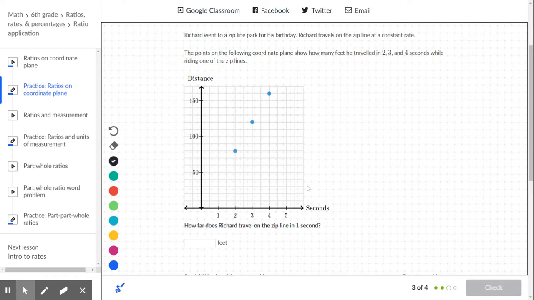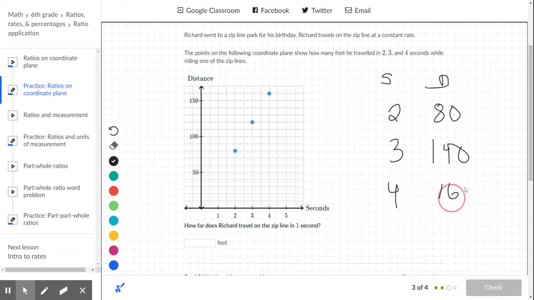Let's figure out what numbers we have here. I know that in 2 seconds, he traveled, let's see, 50, 60, 70, 80 feet. I know that in 3 seconds, he traveled 140 feet. And I know that in 4 seconds, I'm going over to the seconds at the bottom. This is where I'm getting this information from. So 4 seconds, and then I go up to the distance. It was 160. So 4 was 160.